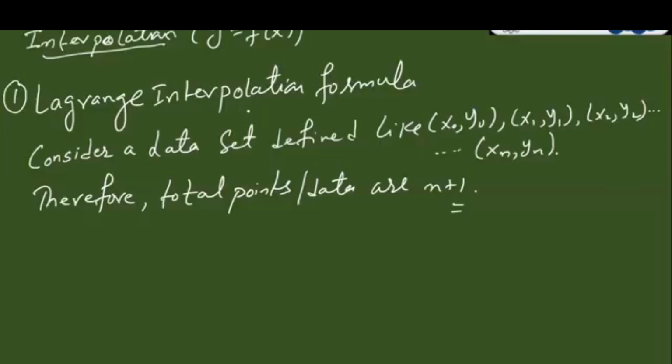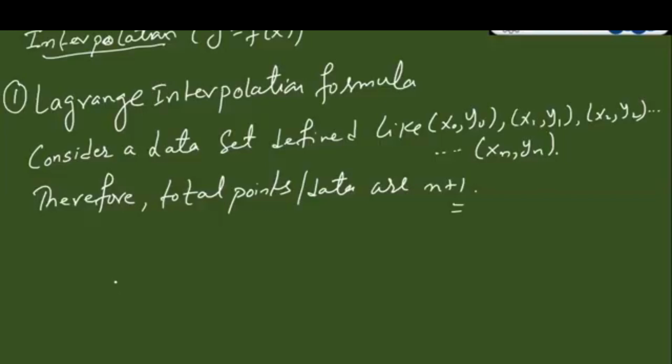So the Lagrange interpolation formula is basically a polynomial representation. We will try to fit a polynomial on this data set. But how? For every method the strategy is different. That's why we have different methods. So what Lagrange does is a very simple concept. Listen.